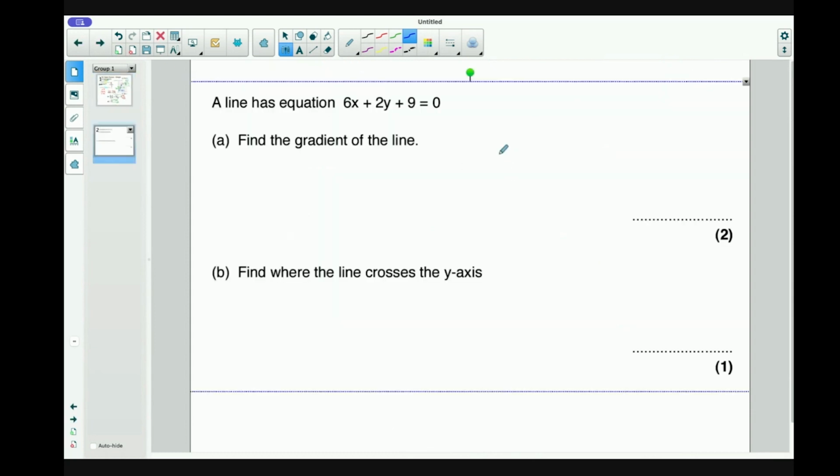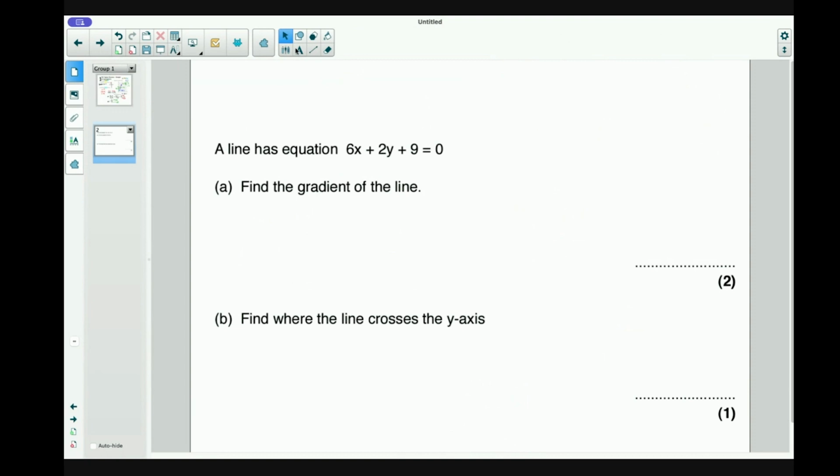Okay, so we're going to start off with this question here, and we'll see if we can figure out how to do it. Okay, so we have a line with an equation of 6x plus 2y plus 9 is equal to 0. So again, comparing this with our general equation of a line, y is equal to mx plus c, we need to be able to make y the subject in this case. All right, so I'm just going to do this over here on the side.